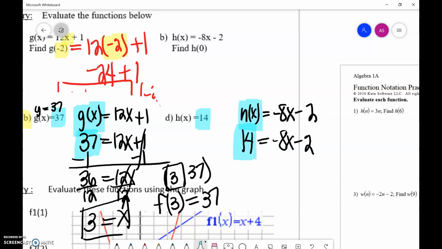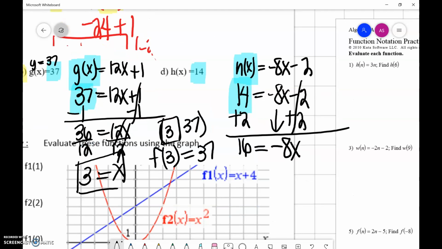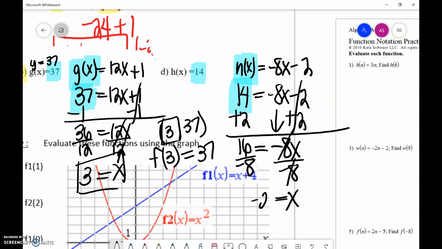Okay, remember when you replace, you want to fully remove. I've seen some students earlier, they were still writing the h, or writing the notation. You're fully replacing it. Okay, so from here, I'm just solving my equation. I'm going to add 2 to both sides. 14 plus 2, that's 16. I'm going to bring down my negative 8x. I divide by negative 8. Those cancel out, and I have x equals negative 2.